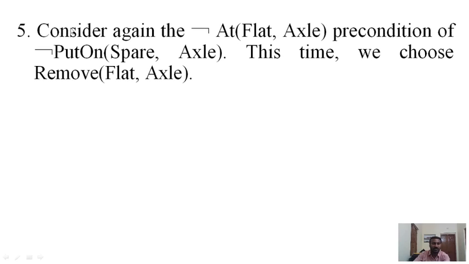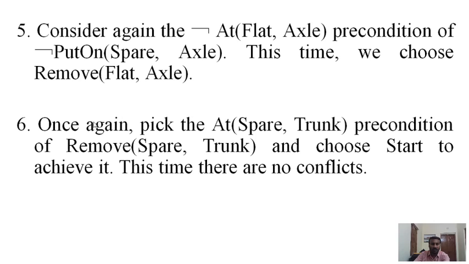Then the sixth point is to consider again the negation of at flat, axle, the precondition of put on spare, axle. This time we choose remove flat, axle. So once again, pick the at spare, trunk precondition of removing spare, trunk and choose start to achieve it. This time there are no conflicts. Up to that point the conflicts may be there.